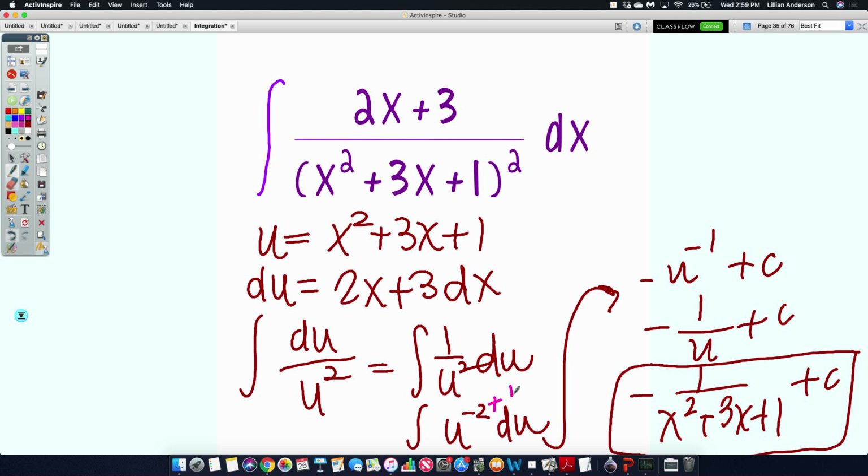Question? Do we have to write it as 1 over, or just leave it as the exponent? That's what I did. You always want to make sure your exponents are positive. So always turn back positive. Okay? You're right.